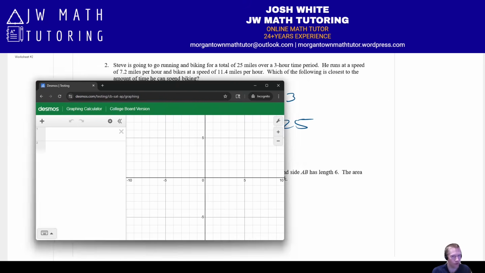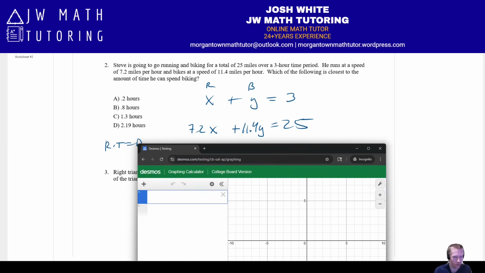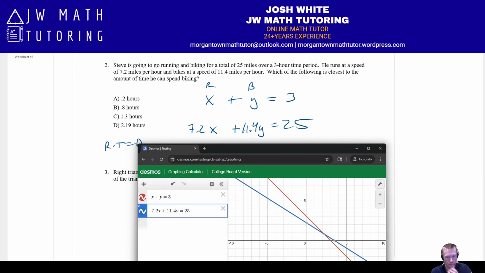All right, so let's just go ahead. There's our first equation. There's our second equation. Okay, here's our intersection point. So the solution comes out here, 2.19, 0.809.